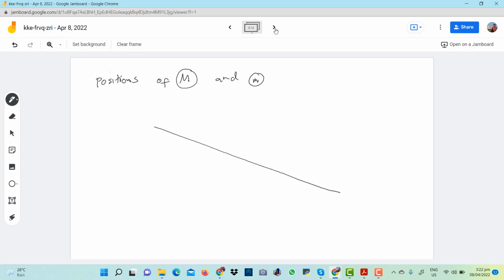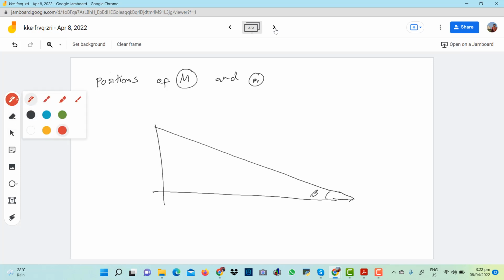So I will draw it again. I have this. Then this is beta. Beta is fixed. The angle of inclination is constant, which is beta. If I draw my big mass M, this is my big mass M.